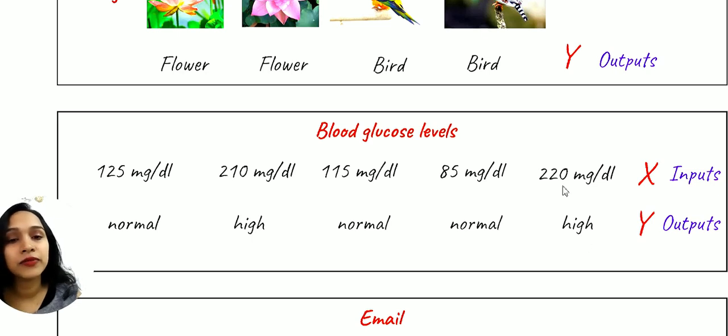Now, we will train our machine learning model. We will ask it to learn, based on these input values and the labels or output values, the relationship between the inputs and the outputs. And if we present a new value, say 175 mg per dl, our machine learning model should be able to tell whether that is a normal value or a high value. So we are supervising our model to learn from the input and the output and extrapolate to a new unseen value. This is how a supervised machine learning model works.